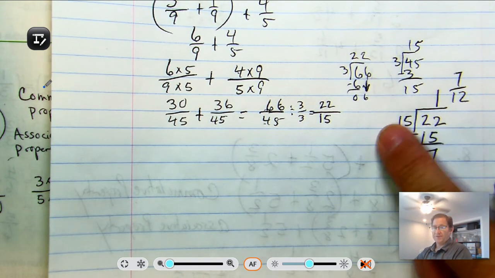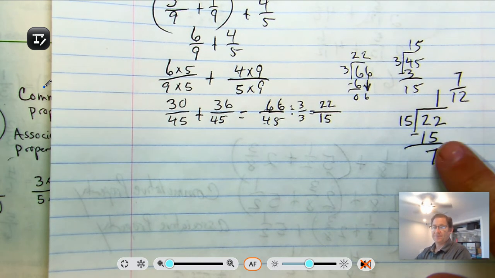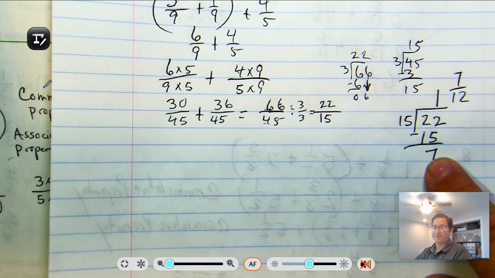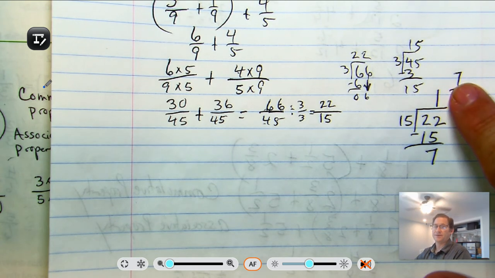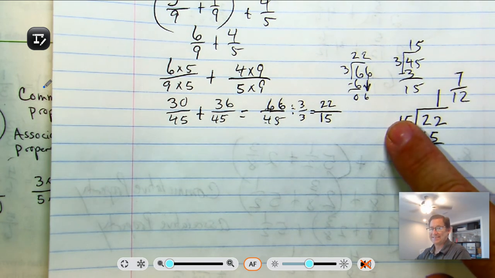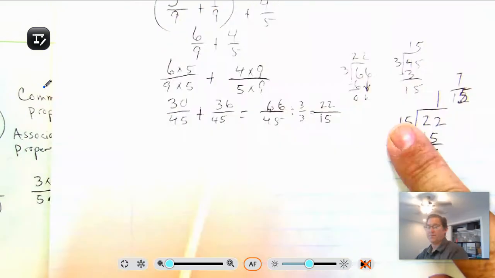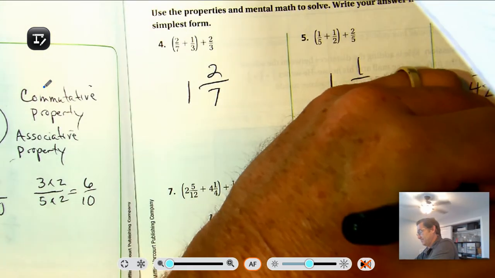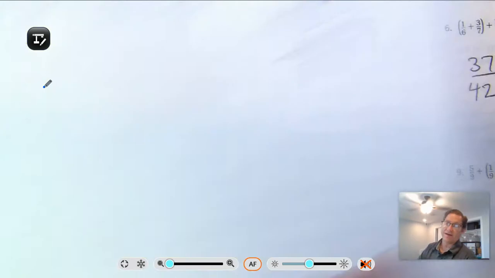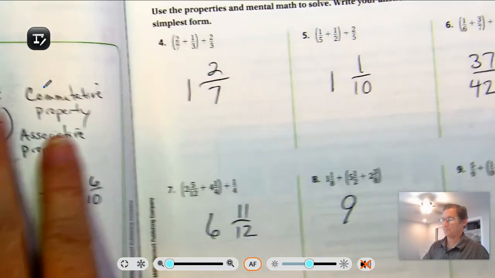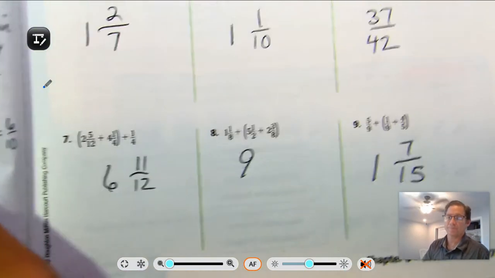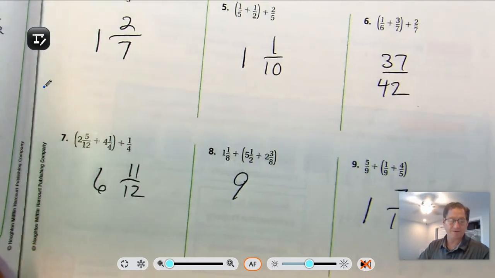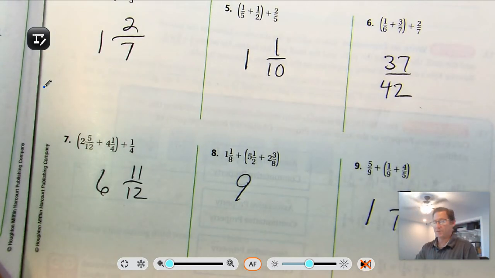So I divided 22 by 15. That gave me 1. I subtracted 15 from 22. That gave me a remainder of 7. The remainder is the numerator. 15 is the denominator. So 1 and 7/15 for number 9. 1 and 7/15. All right, let's look at number 10.